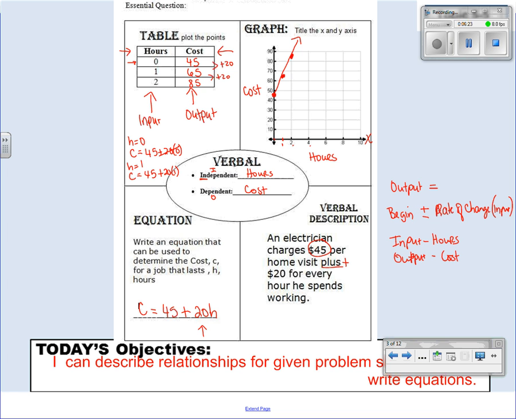We have a verbal description. We used it to write the equation. We used the equation to come up with our table, and then we used our table in order to do our graph. In this case, we were given the verbal description first and was able to come up with everything else. Let's look at a second example.